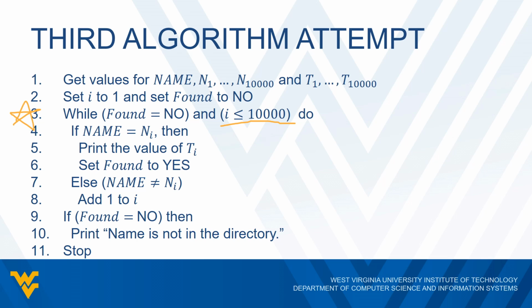But what about the correctness part? Well, that's handled at steps 9 and 10 right here. So if found is still no when we get out of the loop, that means at this point, I must be greater than 10,000, but found is still no. So if found is still no by the time we get out of the loop, then we've gotten to the end, which means that the name does not exist in the directory. So we can just print a message that says name is not in the directory. So this does take care of all the issues that we had before. So this is more condensed, it is correct, and it does not continue forever.